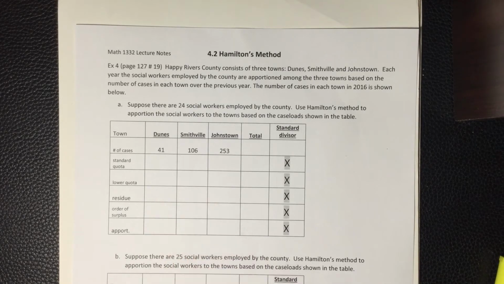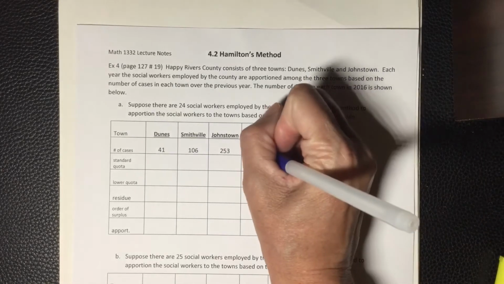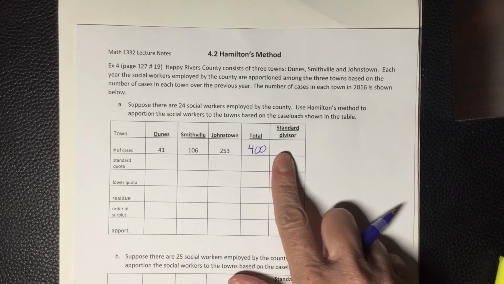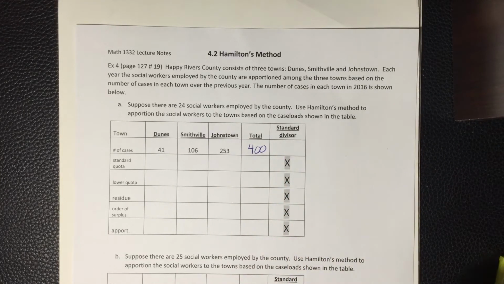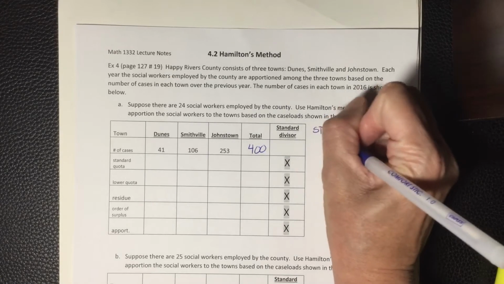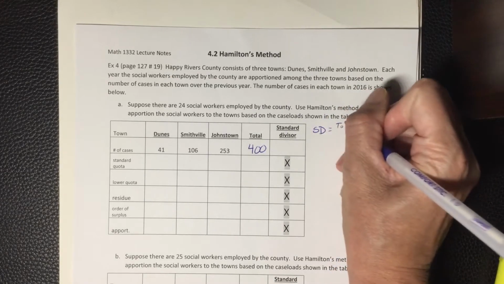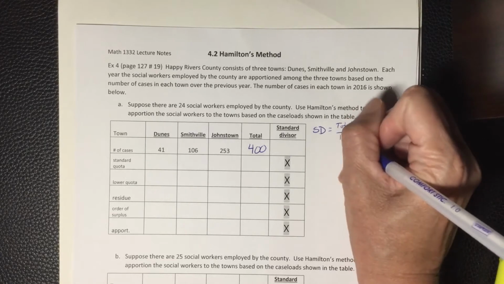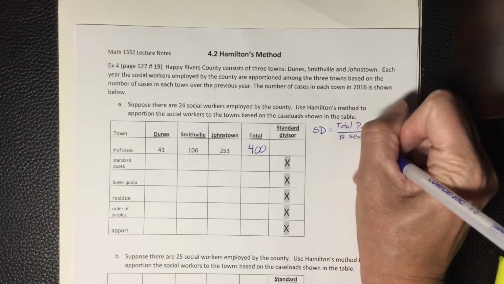So first thing we could do is go ahead and add those together. So 41, 106, and 253, just to get our total number of cases. So our total cases is 400. This is going to take us back to section 4.1. So remember, the standard divisor is total population divided by number of seats.